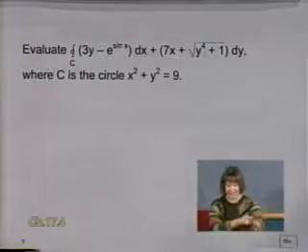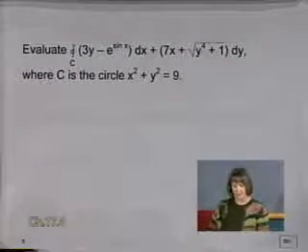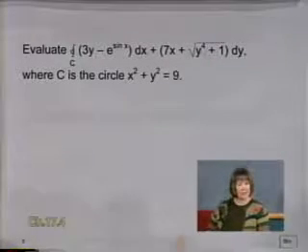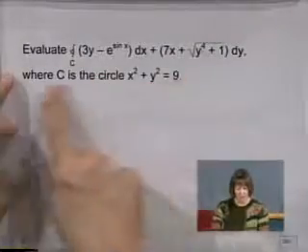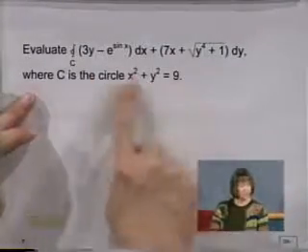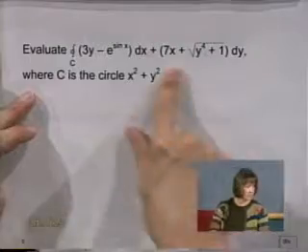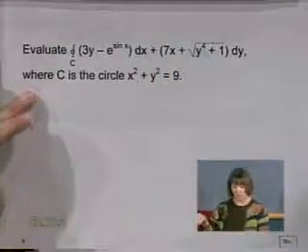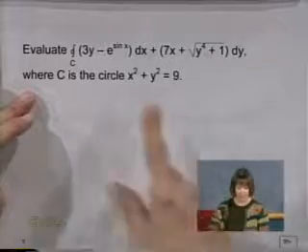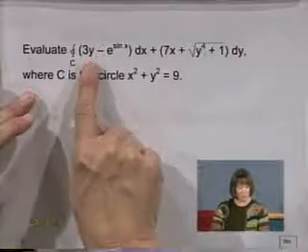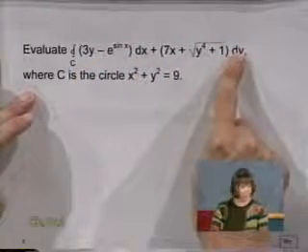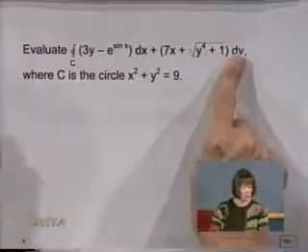Evaluate the integral along the curve of 3y minus e to the sine x dx plus 7x plus the square root of y to the 4th plus 1 dy. This is hideous. To do this as a line integral, we'd have to get a parametric representation for this circle: x equals 3 cosine t, y equals 3 sine t. Then you'd have to substitute for x and y, for dx, for dy. It would be a pretty messy integral. I mean, it would be a lot of work.